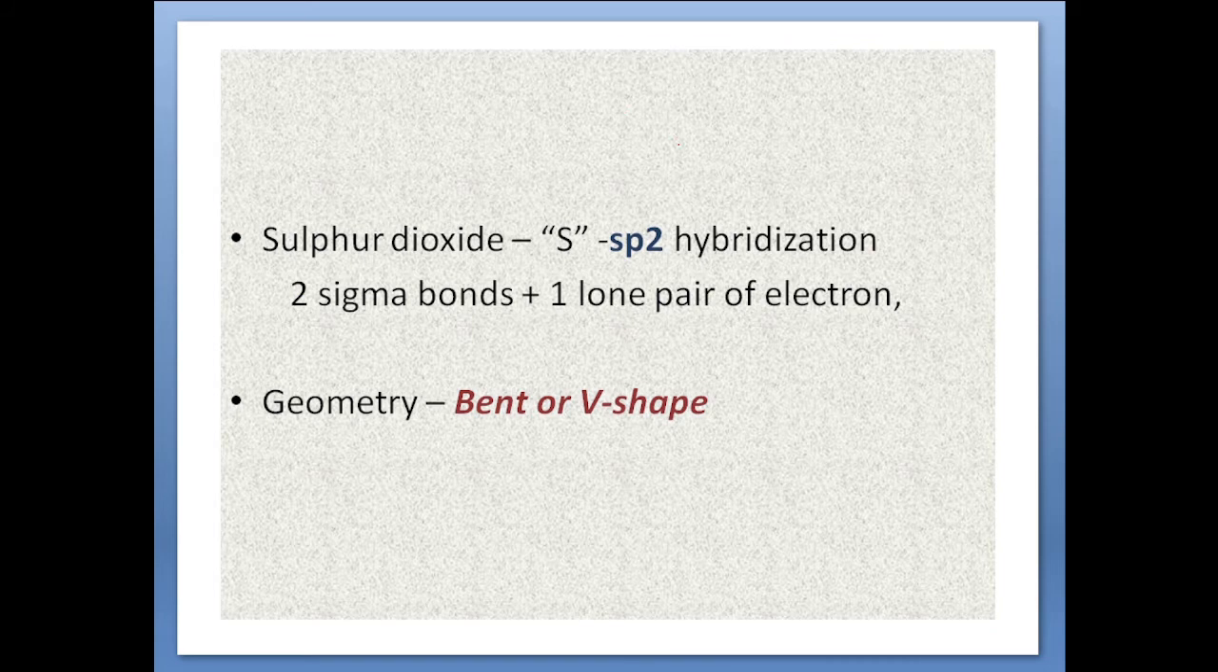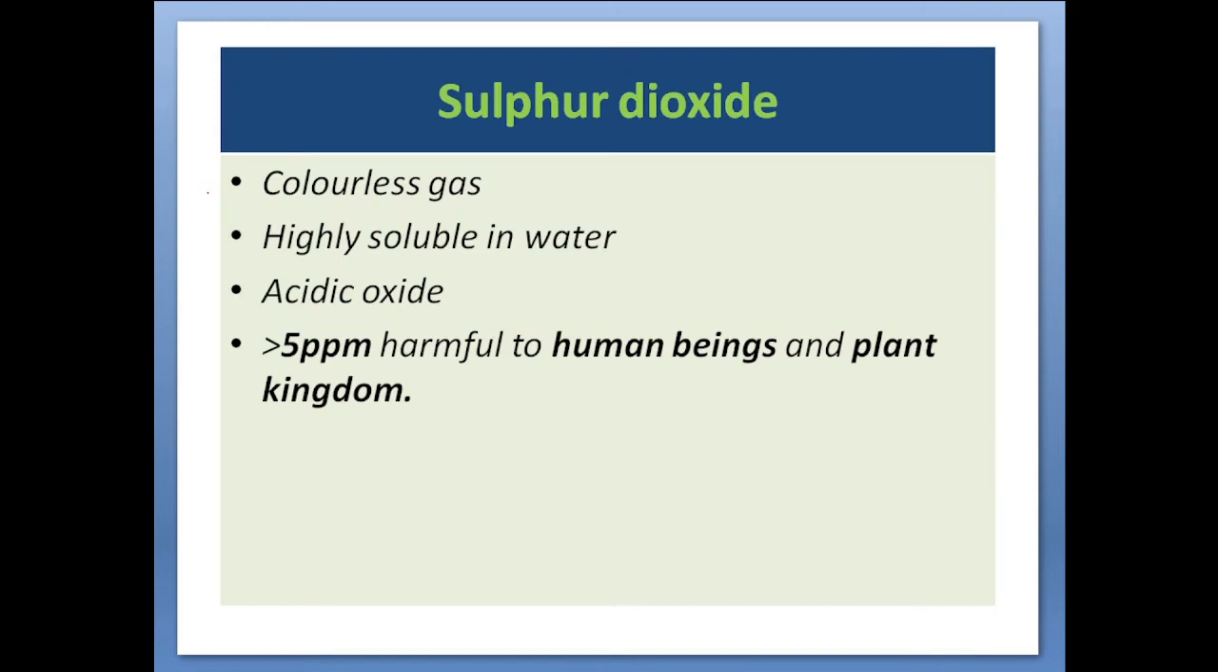In sulfur dioxide, sulfur is in sp2 hybridization with two sigma bonds and one lone pair of electrons, and its geometry is bent or V shape. Some characteristics of sulfur dioxide are: it is a colorless gas, it is highly soluble in water, it is an acidic oxide. Above 5 ppm is harmful to human beings and the plant kingdom.